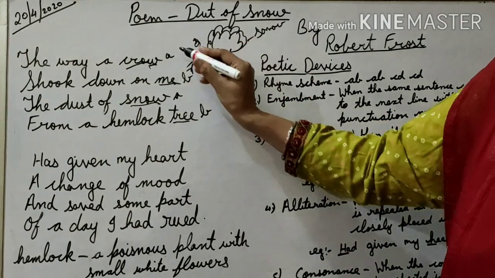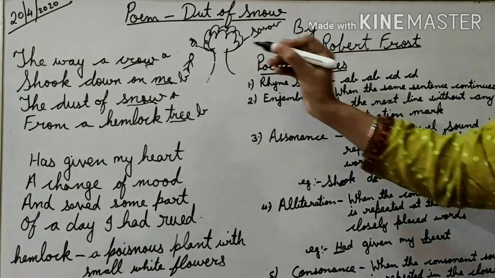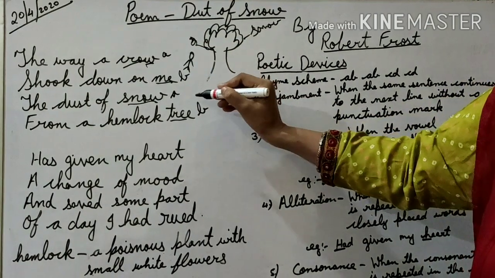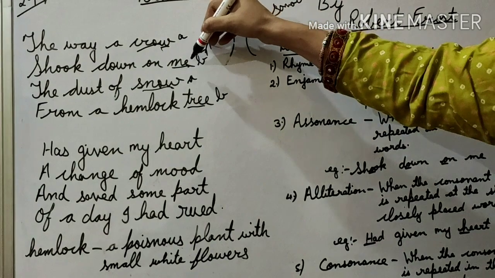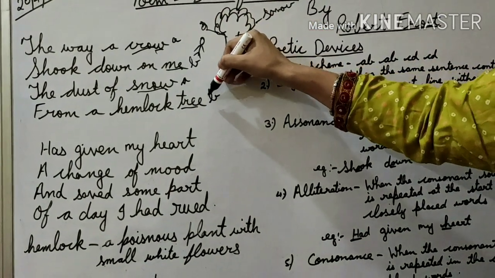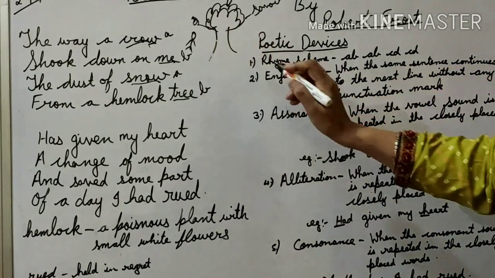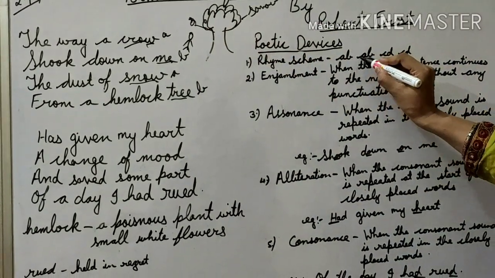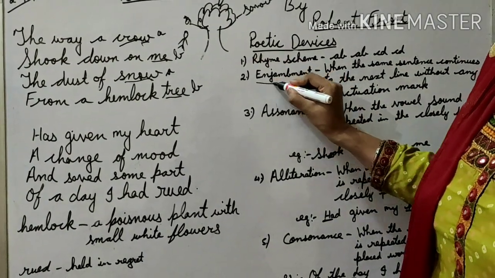So can you see what is the rhyme scheme of this poem? First stanza, A, B, A, B. Why? Because the first line rhymes with the third and the second word rhymes with the last word of the fourth line. So all of you understood, the rhyme scheme of the first stanza of the poem is A, B, A, B.